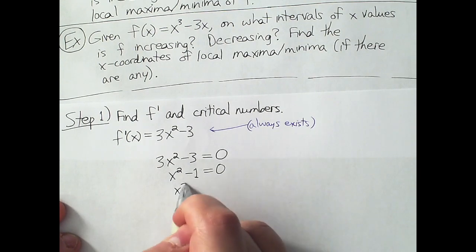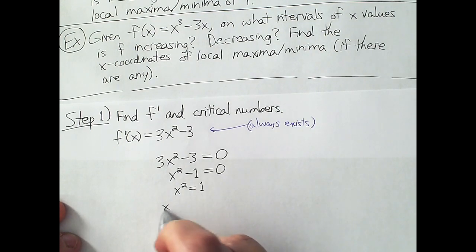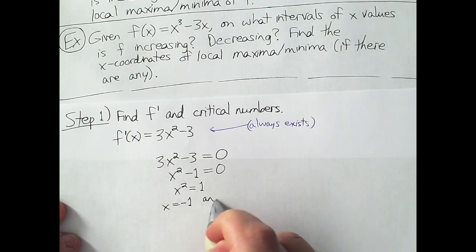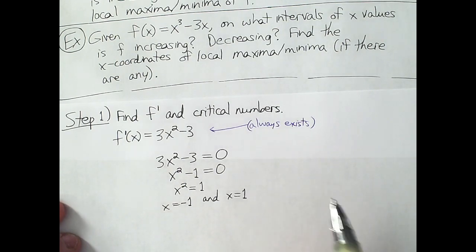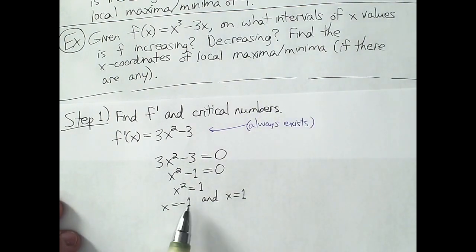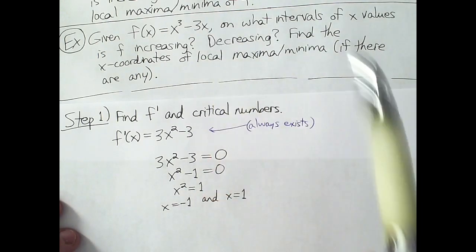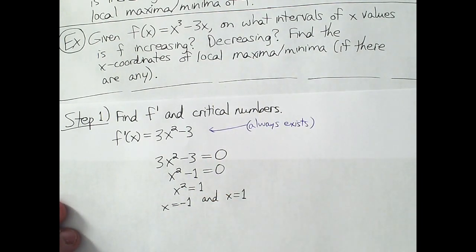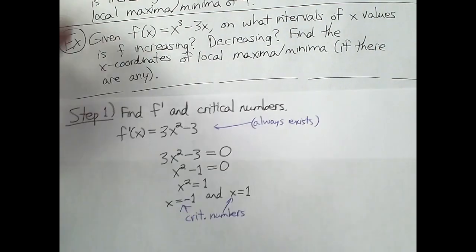All right, so x squared equals 1. So x equals -1 and x equals 1. If this were one of those problems where we had a specific domain that was given to us, we would have to check to see if these are in the domain or not. But the domain is all real numbers, and these are real numbers. So these are both critical points, critical numbers. I guess above I called them critical numbers, so I'll call them that here. That's it for step 1.